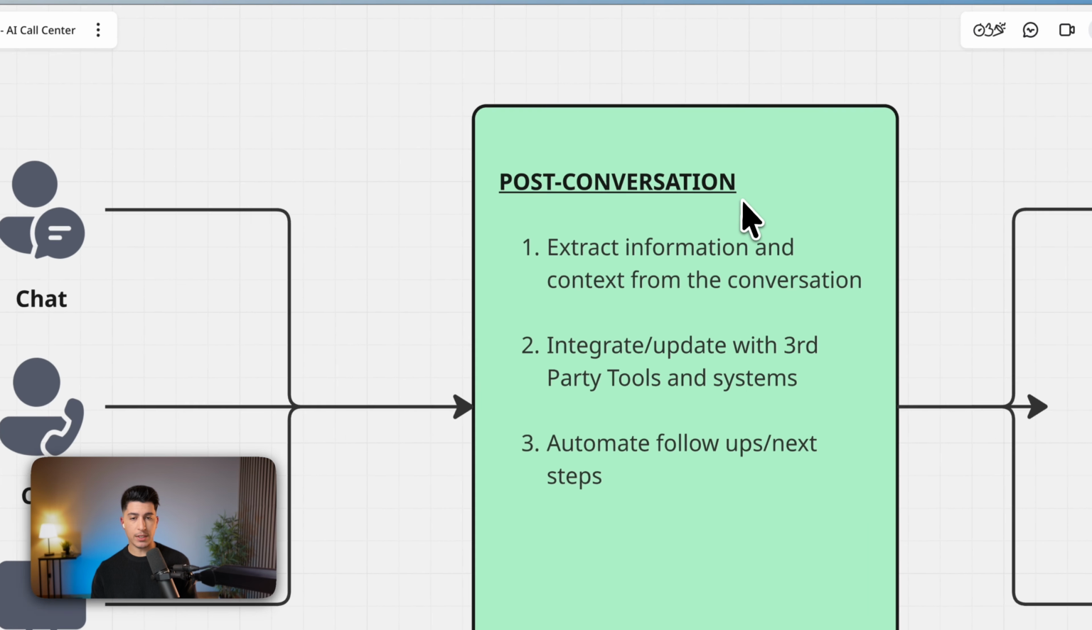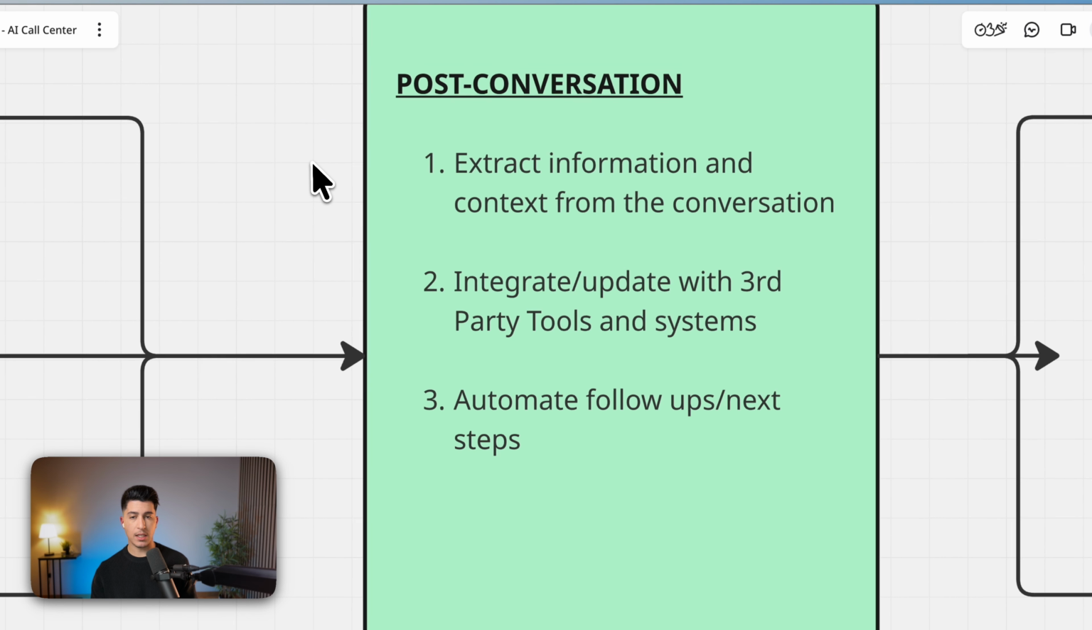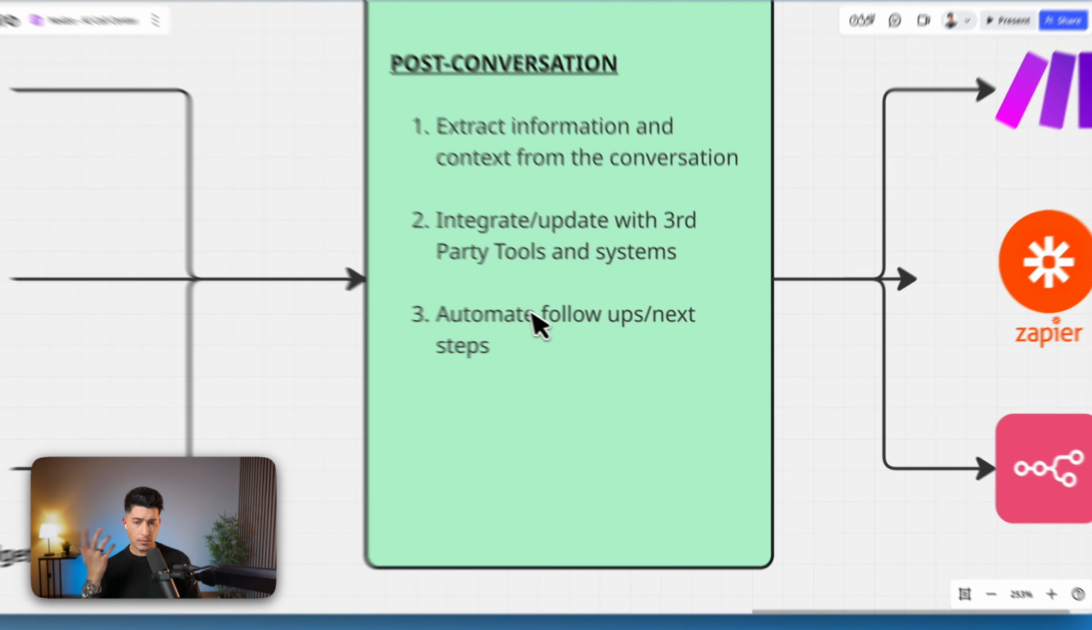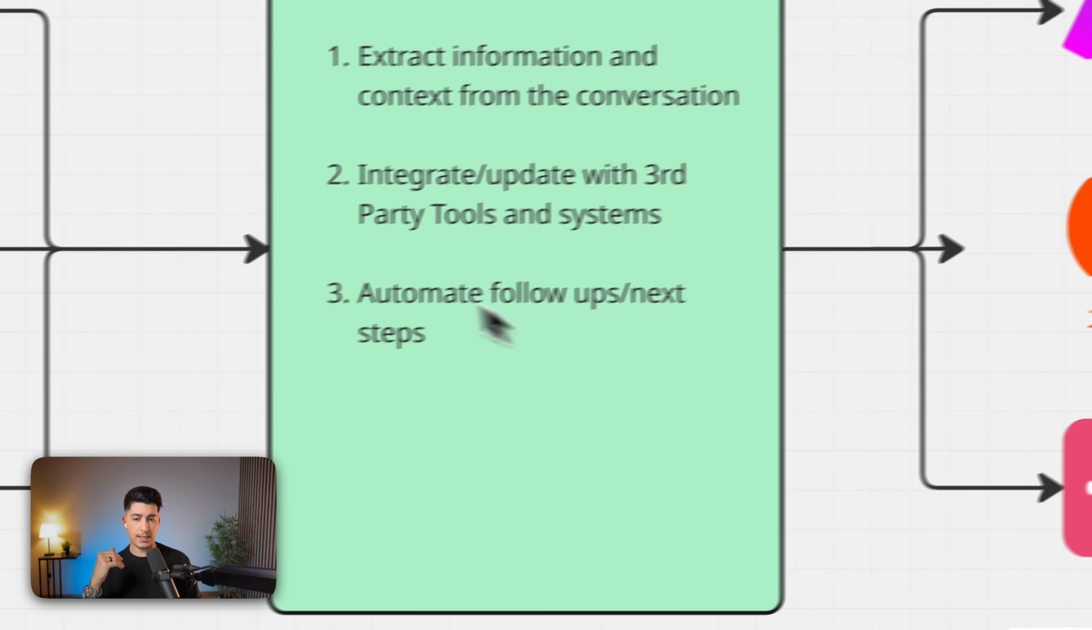Because then post-conversation, what needs to happen is, one, we need to extract all the information and context from that conversation, because that is where all the money is at. Two, integrate or update with third-party tools and systems. For example, if you're working with a client that has a weird CRM and you want to update the systems, well, you might want to do that with one of these tools here. And also automate follow-ups and next steps.